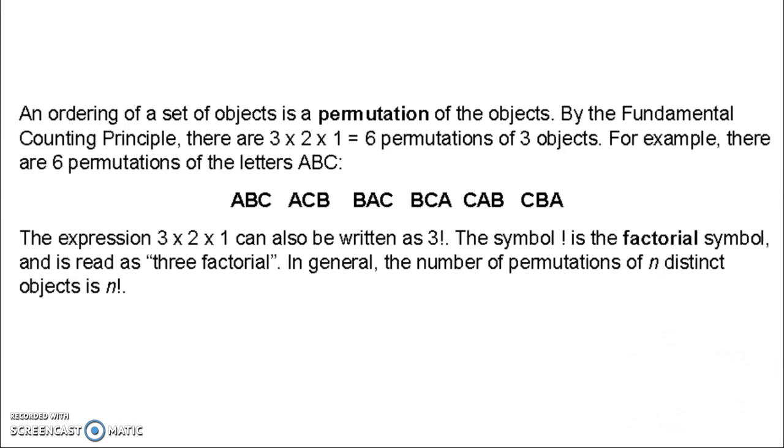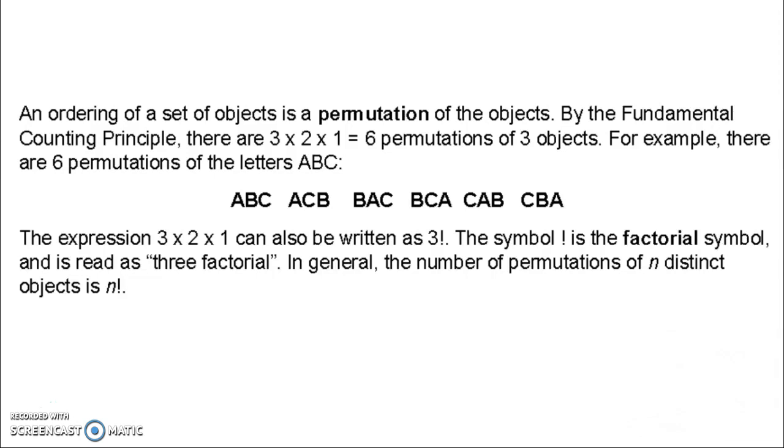I can start with A and then follow with B, or start with A and follow with C. I can start with B and follow that with either A or C. Start with C and follow with A, or B. And so mathematically, we use the exclamation point as a symbol to represent that expression 3 times 2 times 1. And that symbol, the exclamation point, which you find on your calculator, is called a factorial. And so we would read that symbol as 3 factorial.